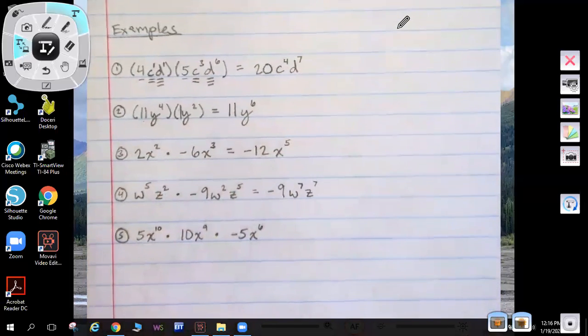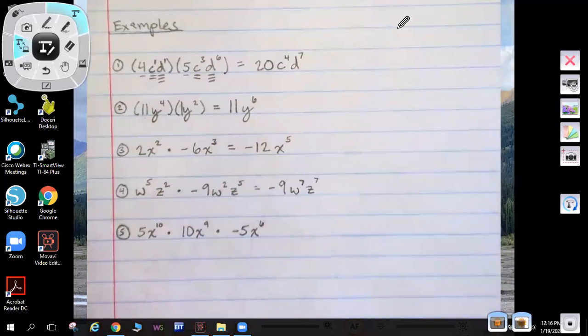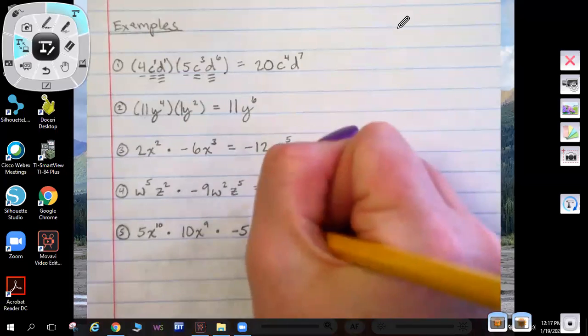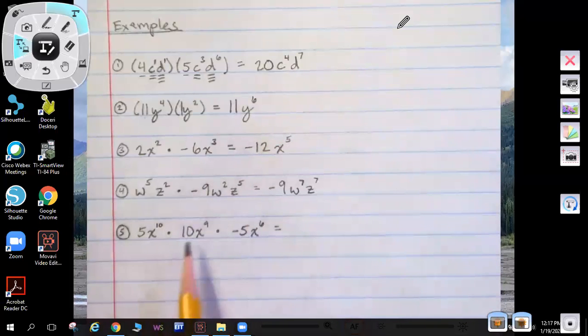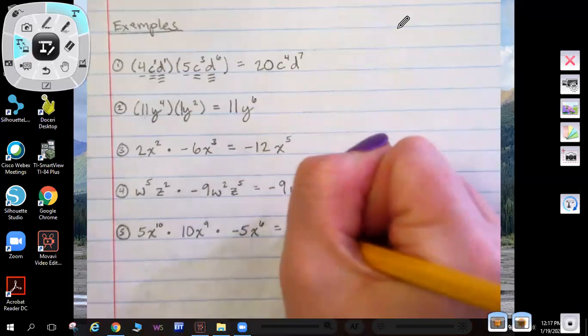5x to the 10th times 10x to the 9th times negative 5x to the 6th. So the only difference here is that now we're multiplying 3 monomials rather than just 2. We work it the exact same way. So we're going to multiply all of the coefficients. 5 times 10 is 50, times -5 is negative 250.